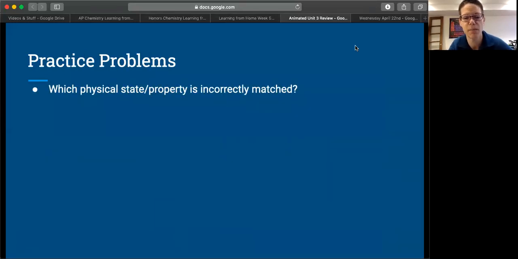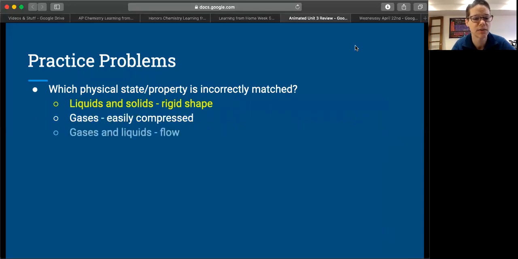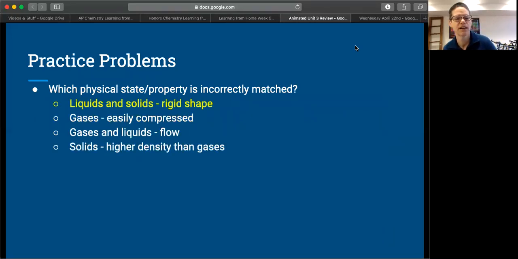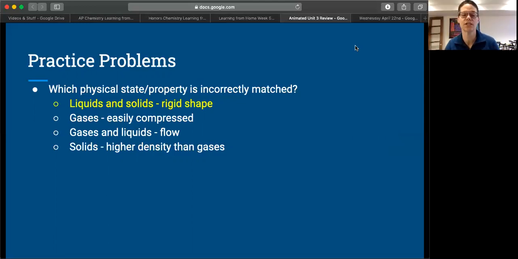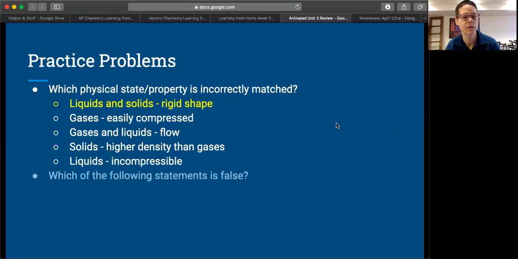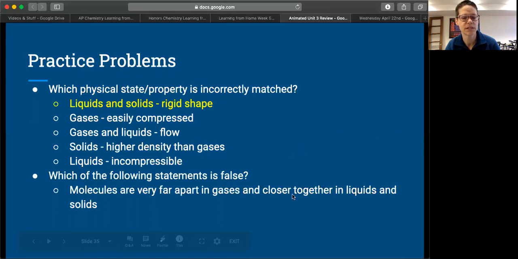Which physical state or property is incorrectly matched? What'd they give us here? All right. So yeah, clearly liquids and solids do not have a rigid shape. Only solids have a rigid shape. Gases can be compressed. Can you compress a liquid? No. Gases and liquids flow. Solids are clearly higher density than gases. Note how they did not put liquid in here. They said higher density than gases because that's always going to be true.